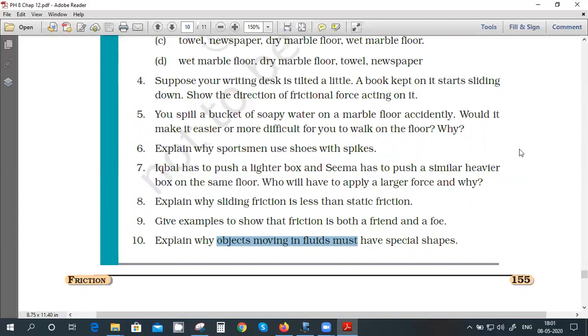Explain why objects moving in fluids are streamlined. It is to reduce friction and allow them to move through the fluid easily. But there is one more important thing, right? To generate lift, and that lift is created by the pressure imbalance.